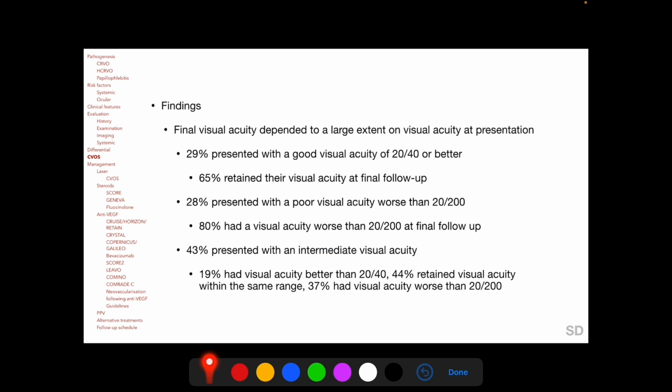Among the patients who presented with a good visual acuity, the majority, or 65%, retained their visual acuity of 20/40 or better at final follow-up. And among the patients presenting with a poor visual acuity, the majority, or 80%, retained visual acuity in the same range of worse than 20/200 at final follow-up. And among the patients presenting with an intermediate visual acuity, almost half retained visual acuity between 20/40 and 20/200. A little over 1/3 of patients had visual acuity deterioration to worse than 20/200, and only 1/5 of patients had visual acuity improvement to better than 20/40 at final follow-up.